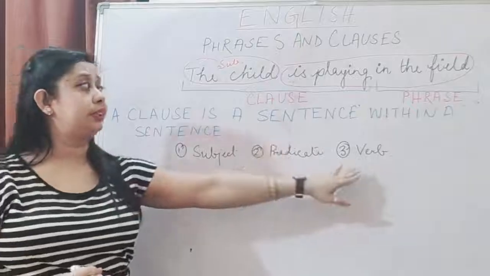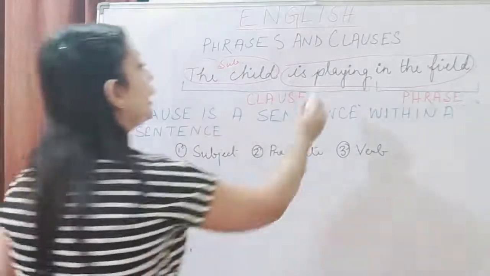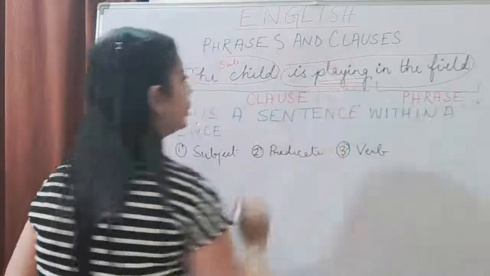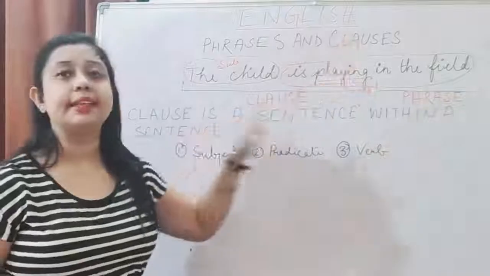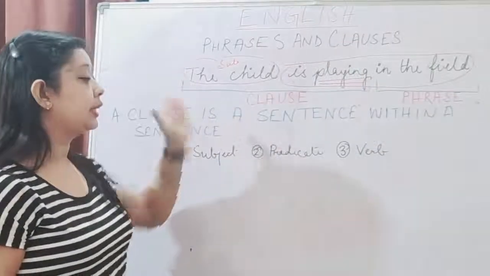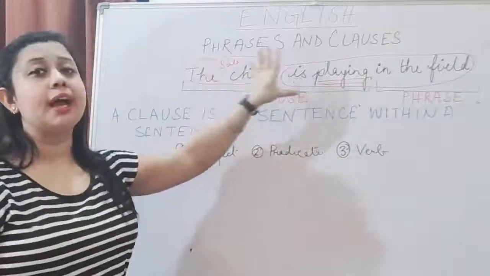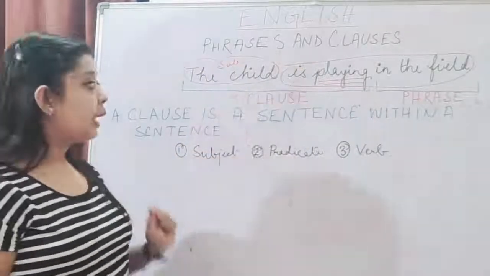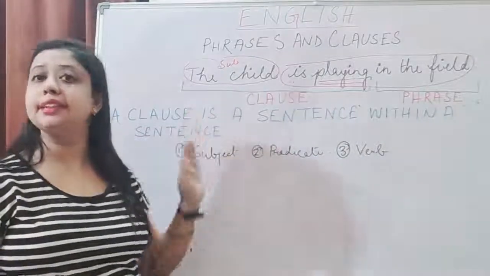And the third quality that I need to find out here is the verb. So, this playing is a verb. So, hence we found that this whole thing is a sentence because it has a subject, it has a predicate, it has a verb, and it is conveying a proper meaning. Now, what I need to prove is a clause is a sentence within a sentence.